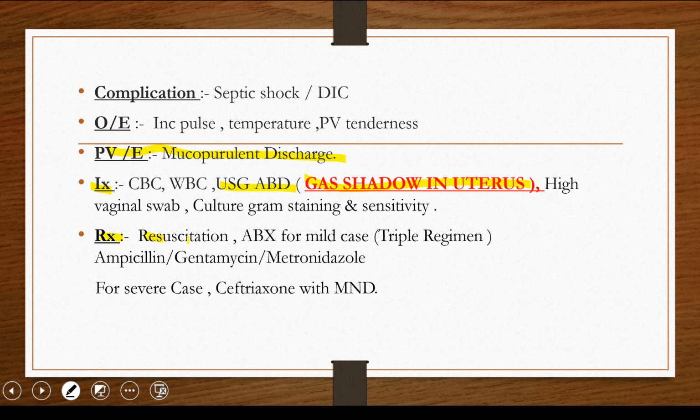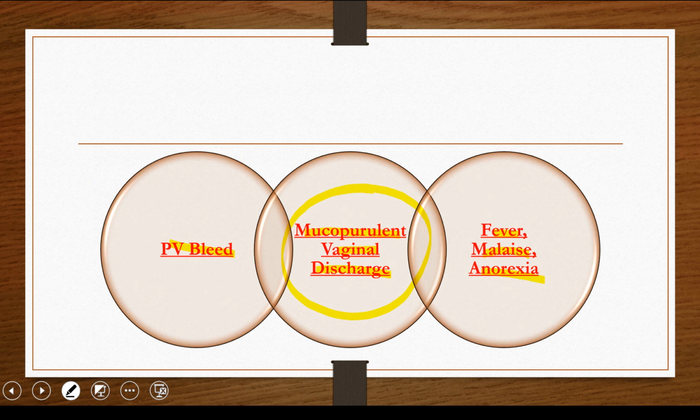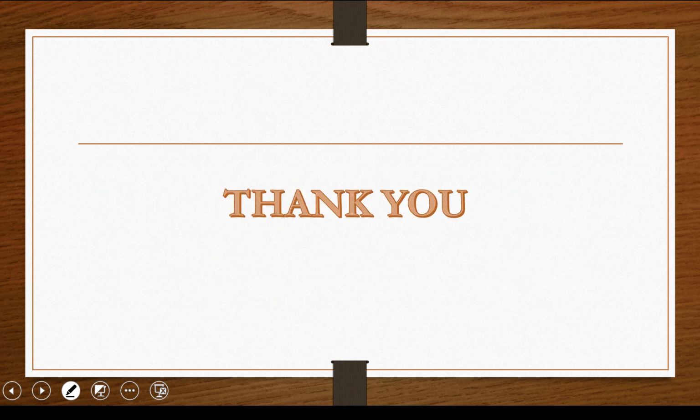Treatment: always resuscitate the patient in an unstable condition. Antibiotics for mild cases: go for ampicillin, gentamicin, and metronidazole. For severe cases, go for ceftriaxone and metronidazole. That's all about all subtypes of spontaneous abortion.